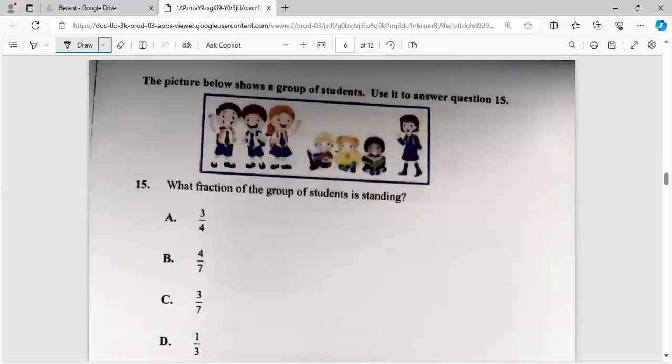The picture below shows a group of students. Use it to answer question 15. What fraction of the group of students is standing? The first time I saw this, I thought I read this as studying, I guess my eyes caught on, but it's standing, so it's 4 out of a total of 1, 2, 3, 4, 5, 6, 7 students, so it's 4/7.